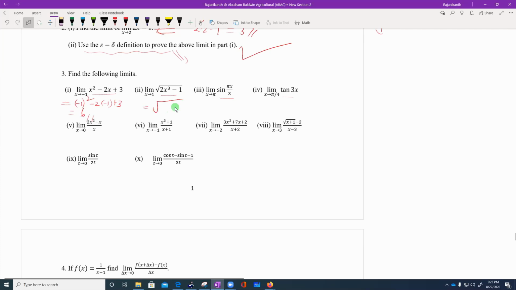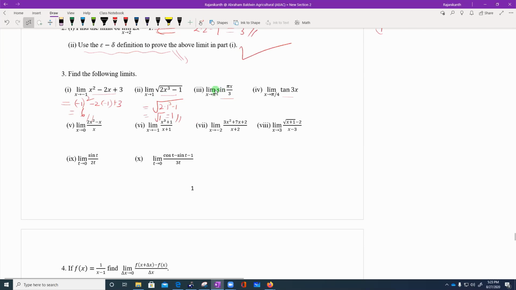The second one is inside the square root, you have to have a good positive number. Otherwise, the limit does not exist. So now I'm just plugging 1 inside. So 1 cubed minus 1. Remember, I have the square root sign. So 2 minus 1, 1. Square root of 1, which is 1, right? Yes. Easy.